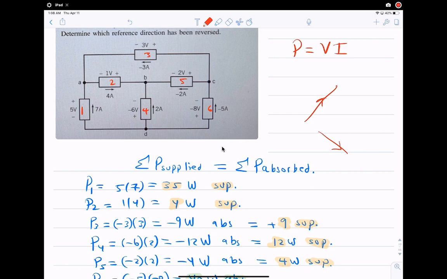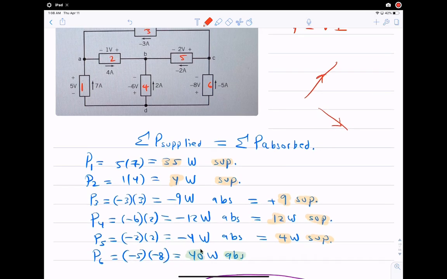Okay? Now element number 6, negative 5 times a negative. Here there are 2 negative signs. Negative times a negative is positive. You see 40 watt and I'm moving from a high to a low, that means it's absorbed. Here the funny part is that I'm not changing any sign. Why? Because negative times a negative is positive, so I'm not gonna worry about changing the word.